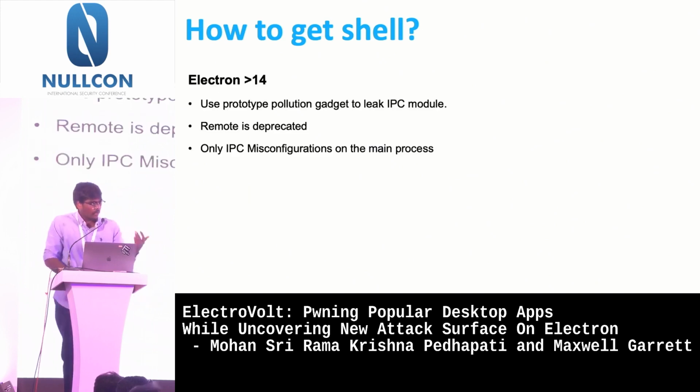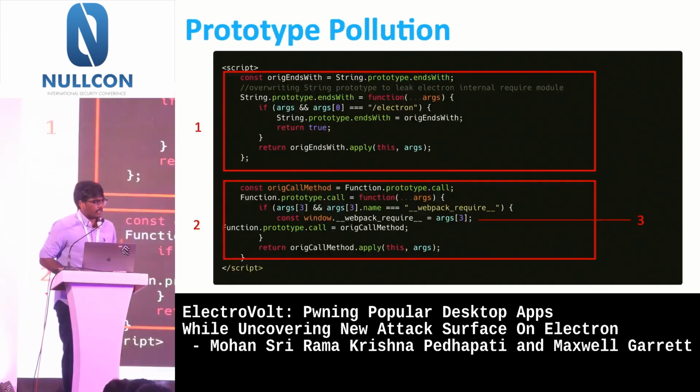Now the latest Electron versions have completely removed the remote module, which means we can't use it at all because it is not safe. So they removed it completely. So the ways to get remote code execution are to find Electron-specific IPC misconfigurations or application-specific IPC misconfigurations. Even with context isolation disabled, we need to somehow mess with the Electron internal code and leak the IPC module. So this is the gadget we used to leak the IPC module.